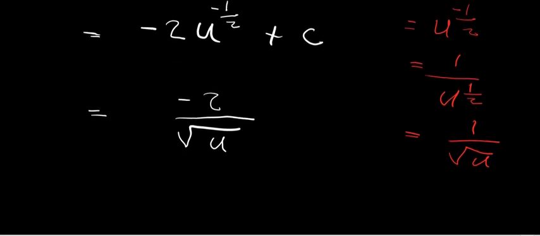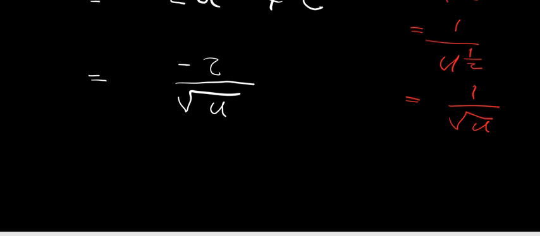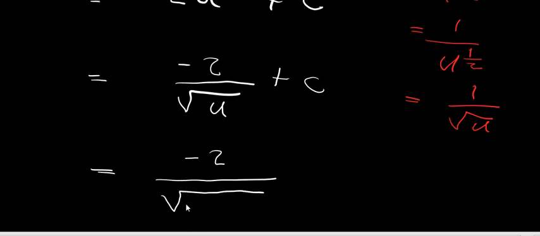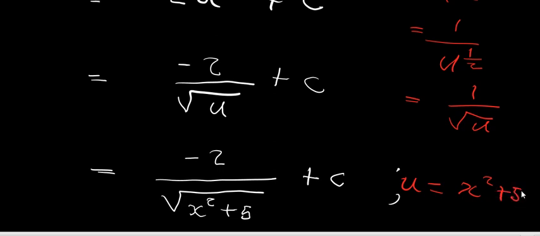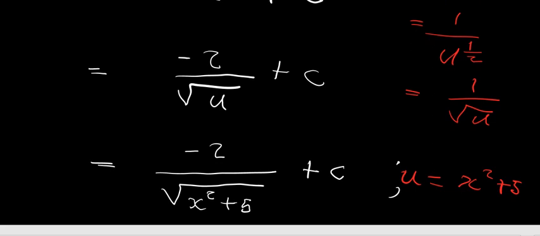Now after doing that, what are you supposed to do? Remember that there is a c here, you say plus what? C. Okay, so from here, where there is u, we are going to put that value we had. So we are going to say negative 2 over square root of x squared plus 5, plus c, because this is coming from the fact that u was equal to x squared plus 5. Okay, so guys, that's it for this first example.